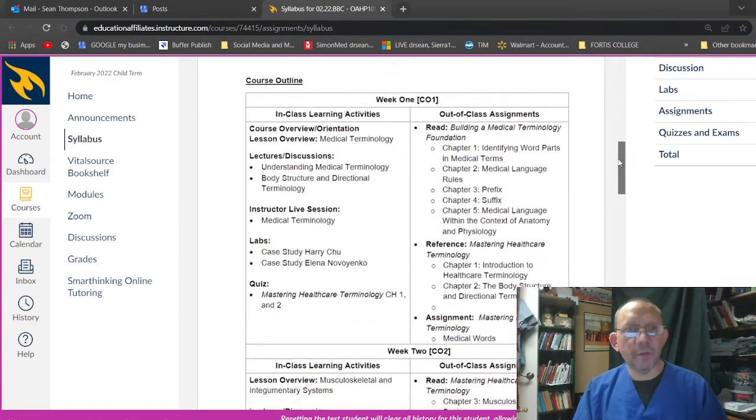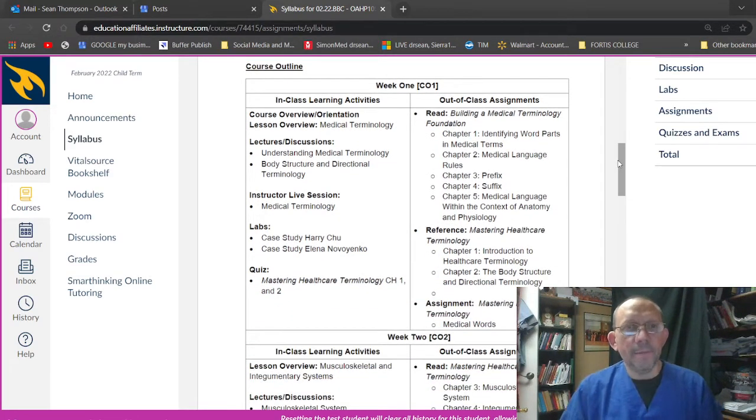Course outline. Here we go. Learning class activities. Orientation, which we've done, okay. Lesson overview, medical terminology, lectures and discussions, understanding medical terminology, body structure and directional terminology. There's videos on that, so we'll go over them again together, but you're going to go over those in the terminology playlist on the YouTube channel.